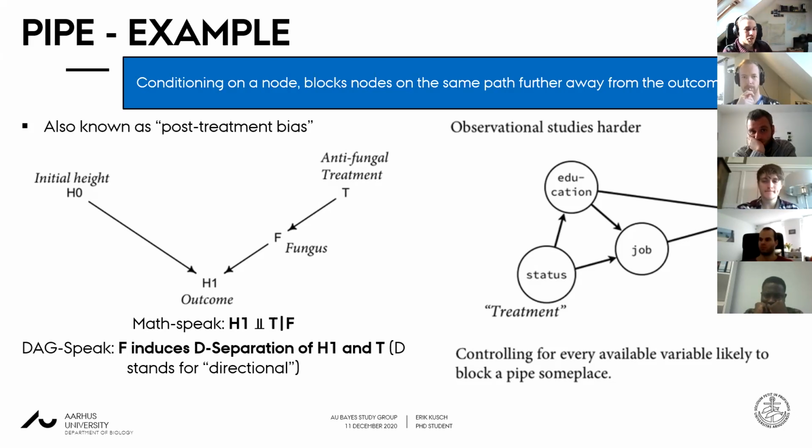So to sum up, if we condition on a node, that then blocks all of the nodes on the same path that are further away from the outcome that we're interested in. Because now we are just looking at all of the information that is stored within that one node that is closest to our outcome on this one path.